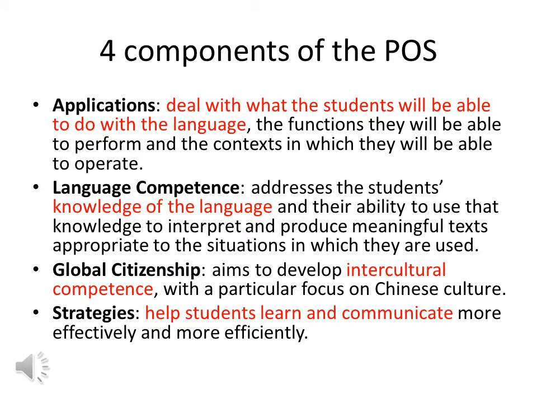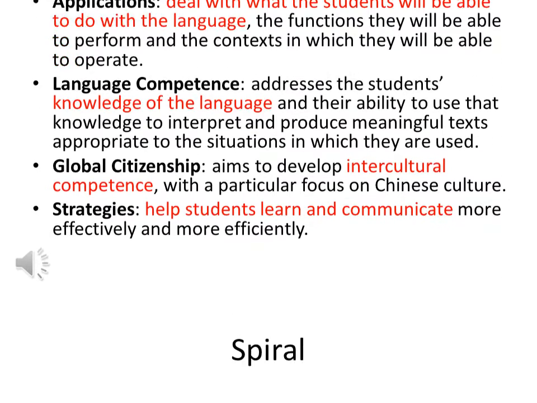Applications deal with what the students will be able to do with the language in different contexts. Language competence addresses the students' knowledge of the language and their ability to use it. Global citizenship aims to develop intercultural competence. In this case, we'll focus on Chinese culture. Strategies help students learn and communicate more effectively and more efficiently even outside of the language learning context.